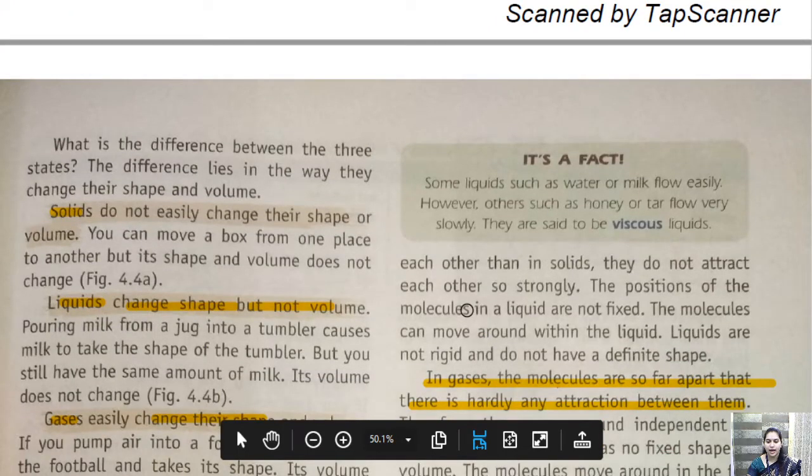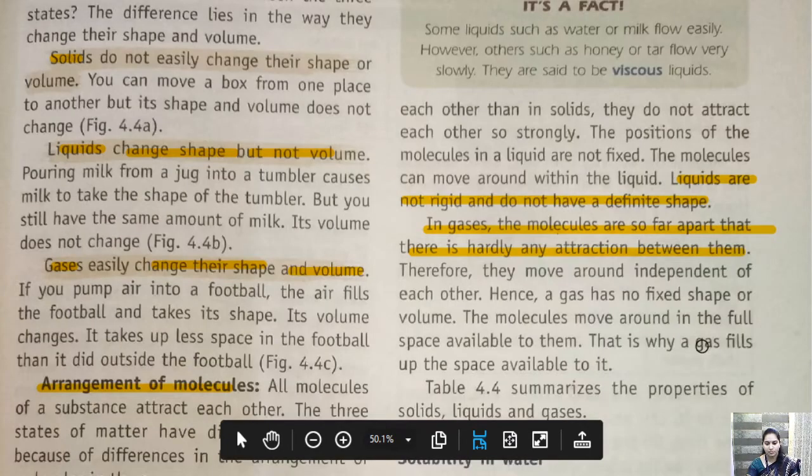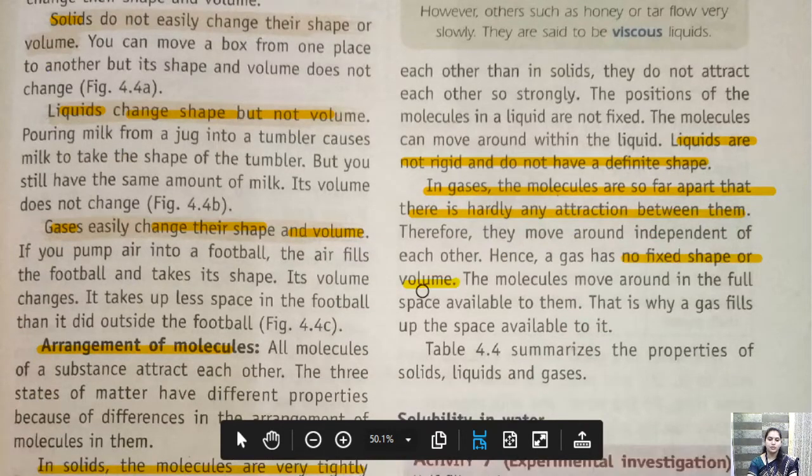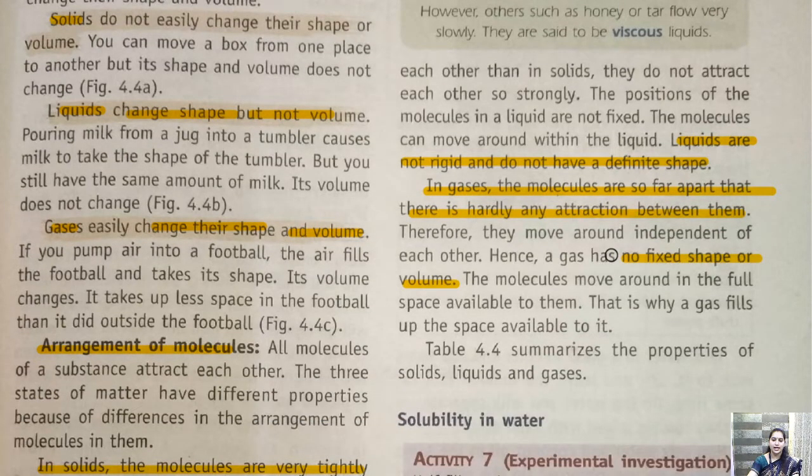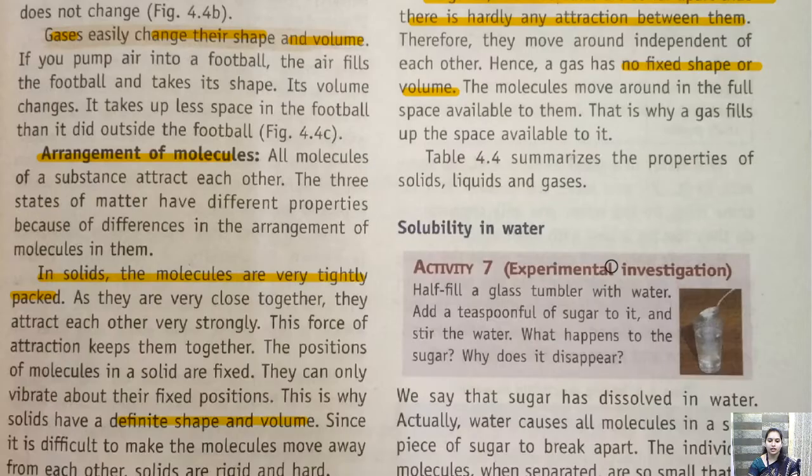Alright. Then we have the molecules in a liquid are not fixed. So liquids are not rigid and do not have a definite shape. Gases have no fixed shape nor volume. So please underline these lines. These lines are important.